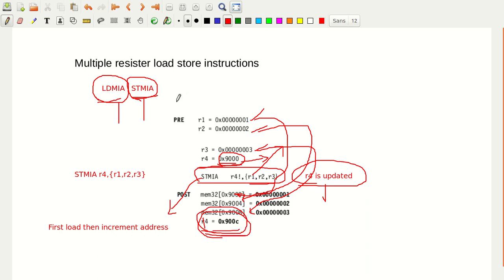Okay, so this is about the data processing instruction and the load and store instruction of the thumb state. Okay, thank you.